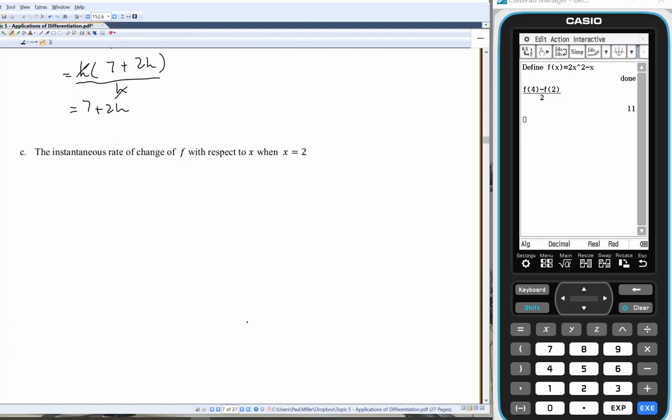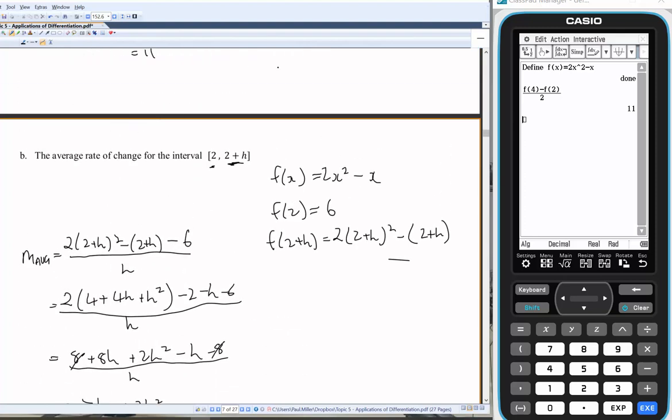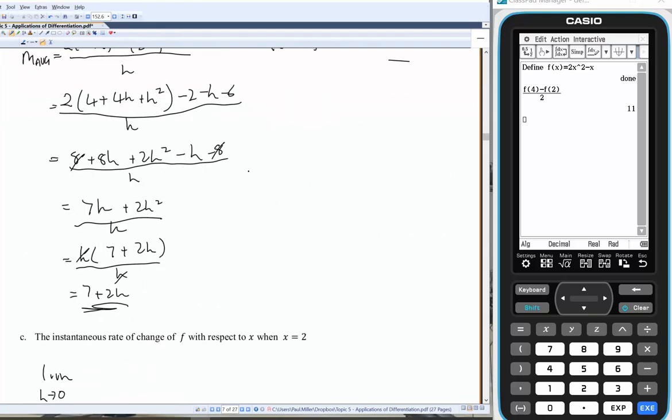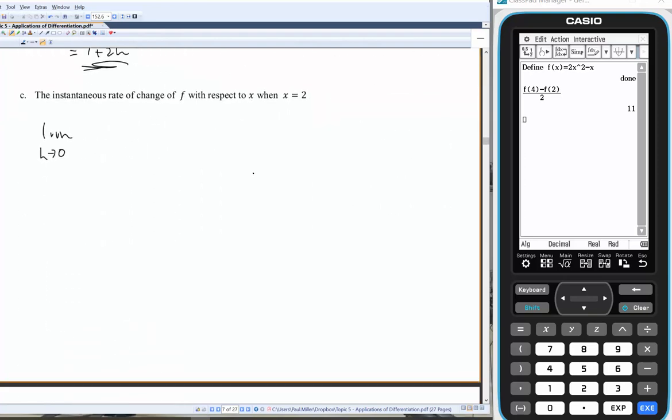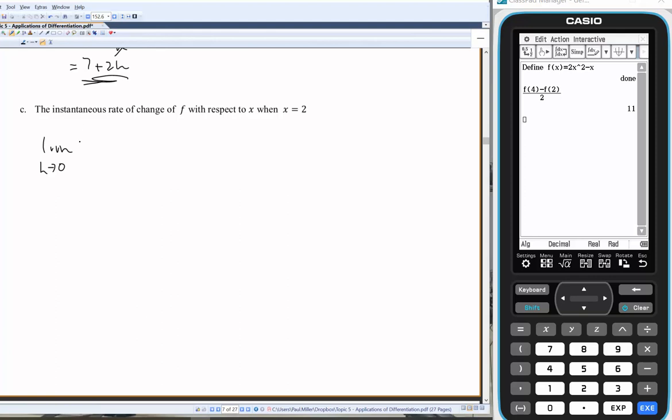Okay, now what we want to do is get the instantaneous. There's a couple of ways of doing this. The first way is to use that. So we're going to go limit as h tends towards 0. We're going to make this distance here approach 0, i.e. get the instantaneous. So the limit as h tends towards 0 of 7 plus 2h equals 7. So that is going to be the instantaneous rate of change, but we can actually just use calculus.